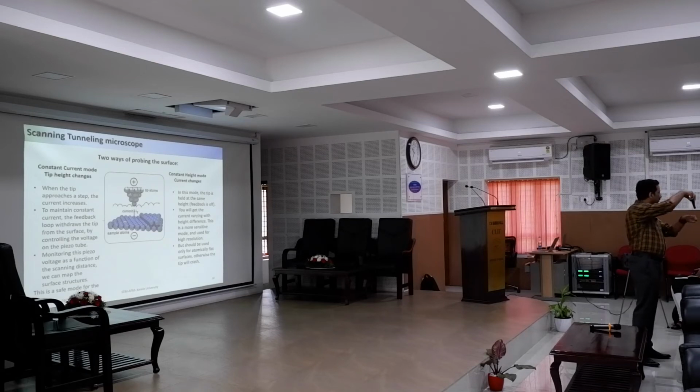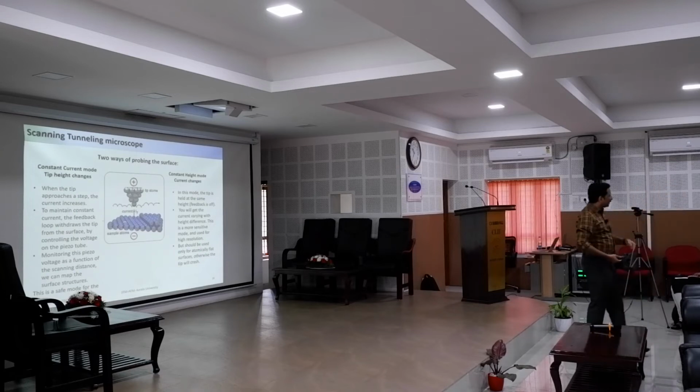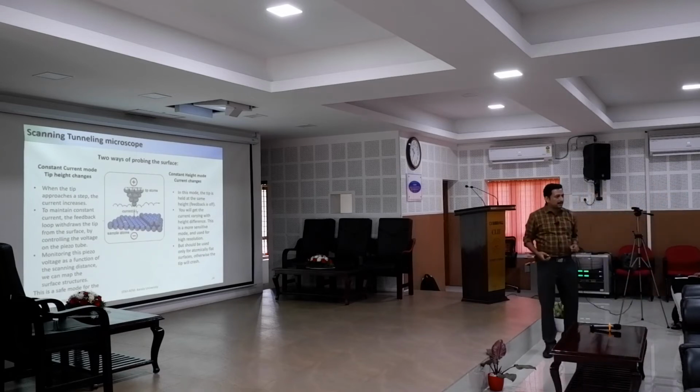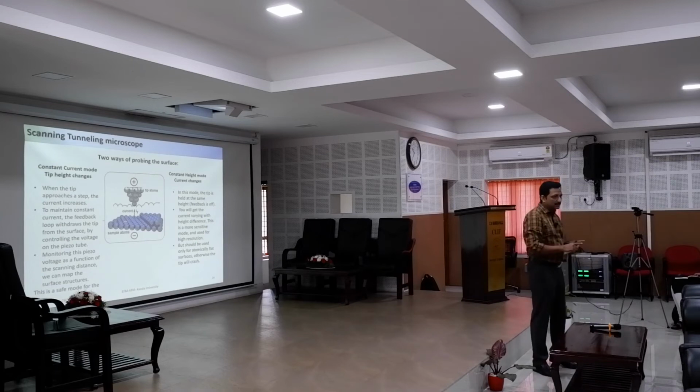Now, what are we going to measure then? How do we keep the height constant? If you want to keep the height constant, when the tip comes closer, feedback knows that okay, there's a change in the current. It supplies voltage to the piezo, it goes up. Okay, so whatever happens in the feedback, we mark it, we will get a constant height image.